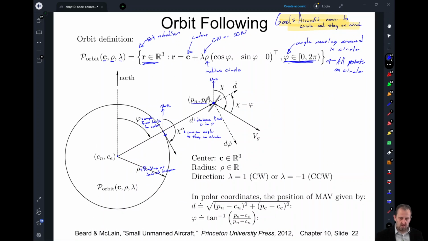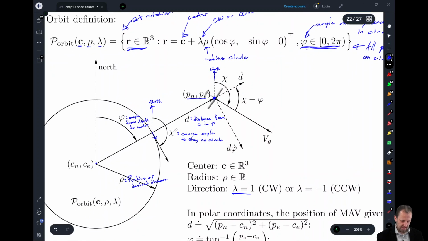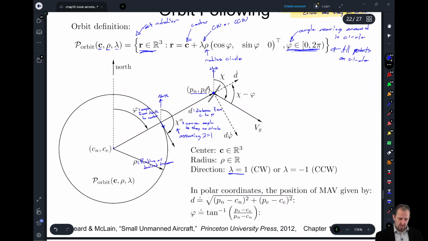Again, we have our C is the center, rho is the desired radius. The one thing we didn't look at yet is lambda. If it's 1, we want it to go clockwise. If it's -1, we'd want it to go counterclockwise. So in this case, this guy was assuming lambda is equal to 1. And we can now look at defining our position of our aircraft with respect to this center.